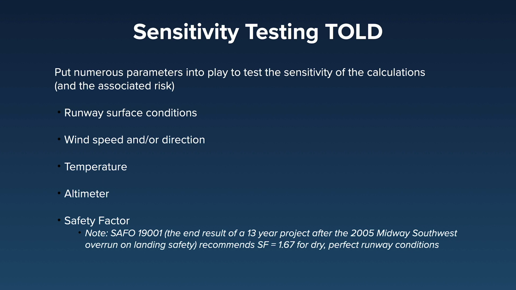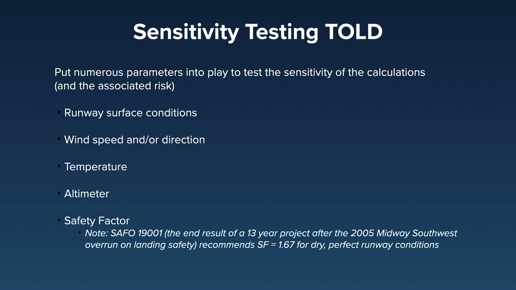So let's talk about the safety factor. I'm sure you're asking yourself, well, what is an appropriate safety factor? If it's not 1.0, what could it be? There are no rules for Part 91 operations that the FAA imparts on us, but we can refer to a document called SAFO 19001 that came out a couple of years ago that was the end result of a 13-year project that the FAA and ATC embarked on after the 2005 Midway Airport Southwest runway overrun that occurred.